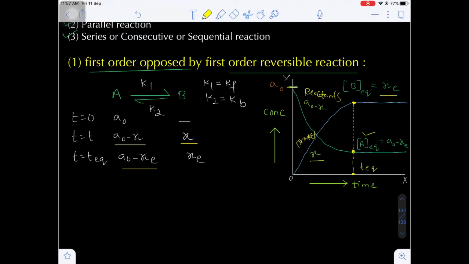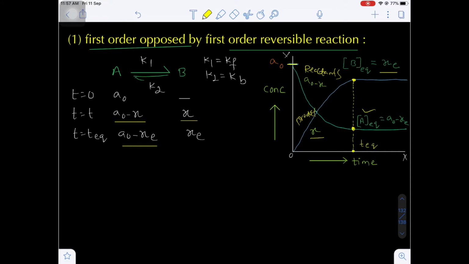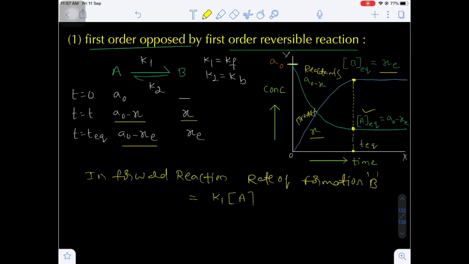Now what will be the rate of formation of B? B is formed in the forward direction. So in the forward reaction, the rate of formation of B is equal to K1 times the concentration of reactant A. K1 is the rate constant in the forward direction. The concentration of reactant at a time interval T will be A0 minus X. This is equation number 1.